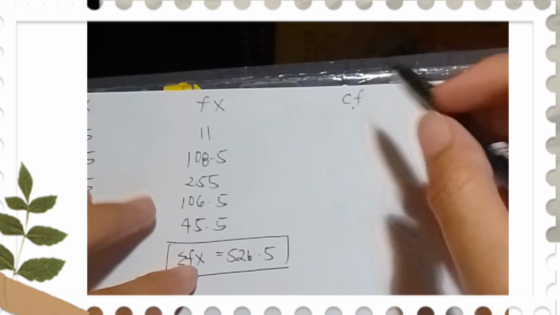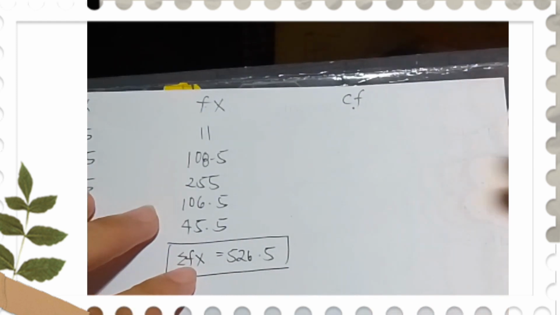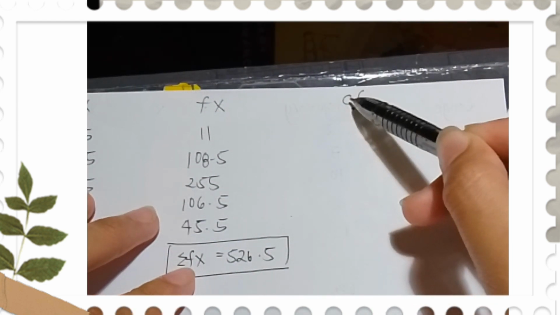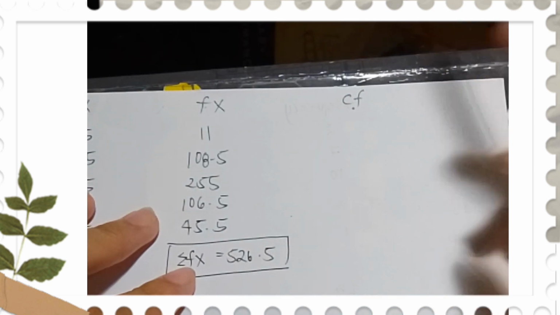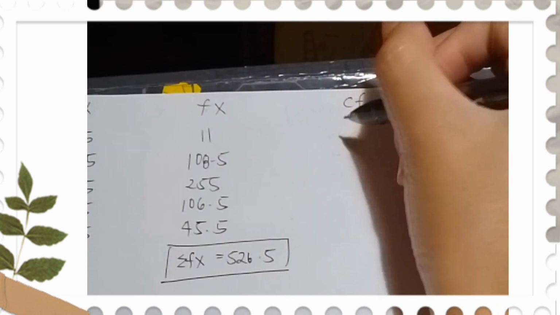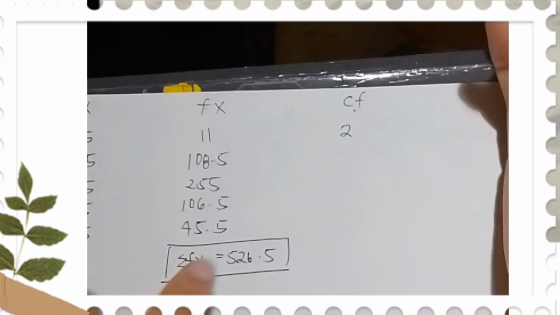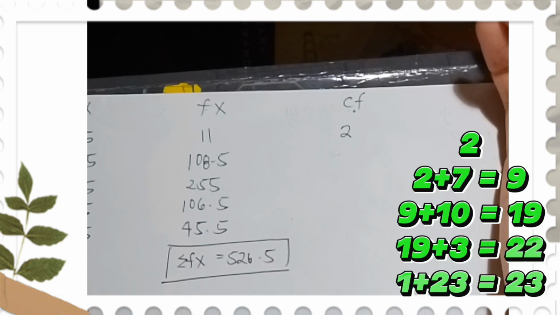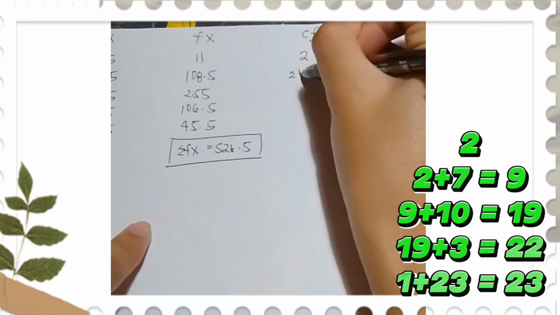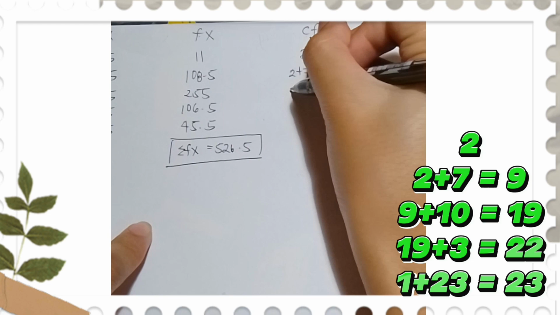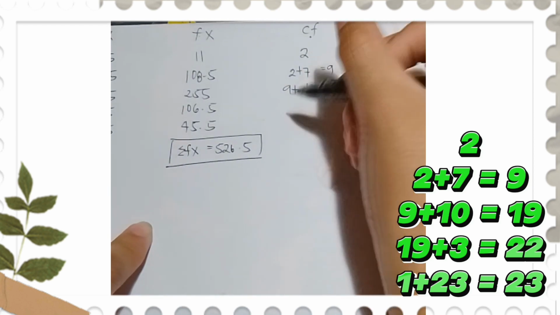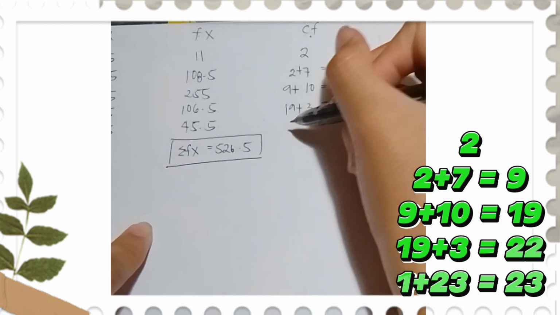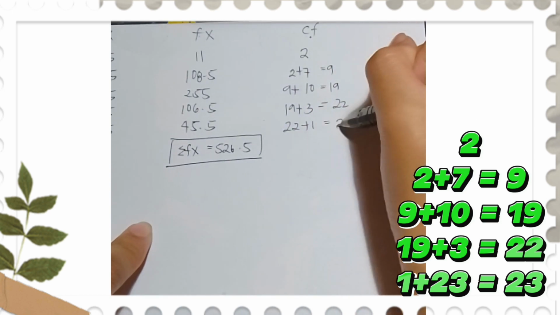So now that we're done finding the fx, we proceed to finding the cumulative frequency, which is CF. In finding this, we need to copy the first row of frequency, which is 2. And then we add the second frequency, so 2 plus 7 is equal to 9. Then 9 plus 10 is equal to 19. Then 19 plus 3 is equal to 22. And 22 plus 1 is equal to 23.